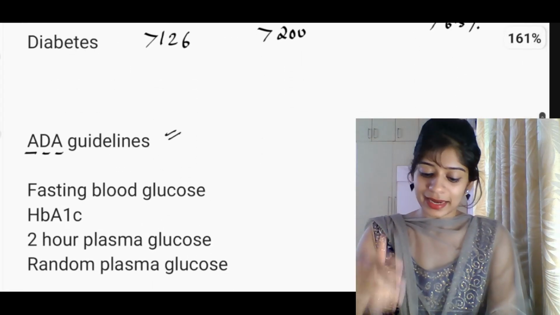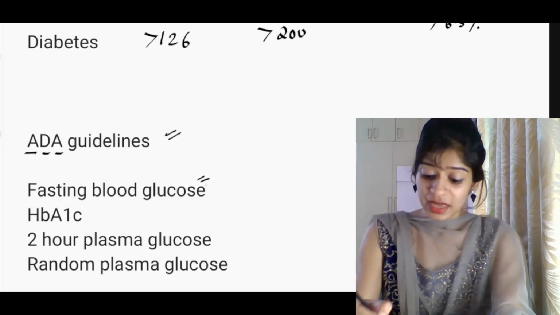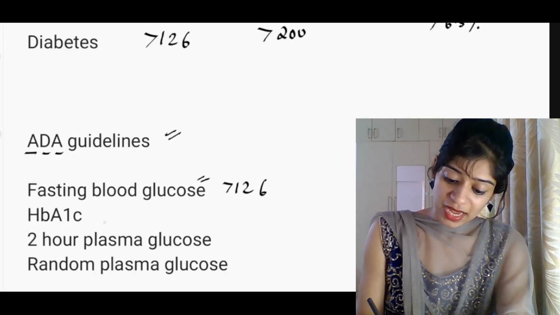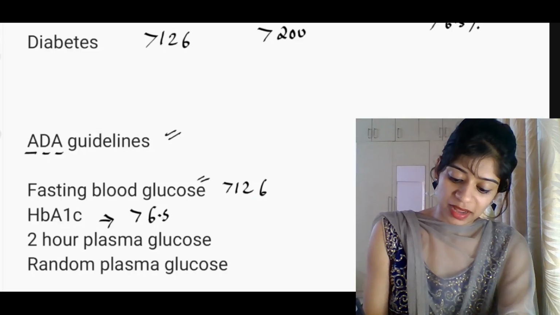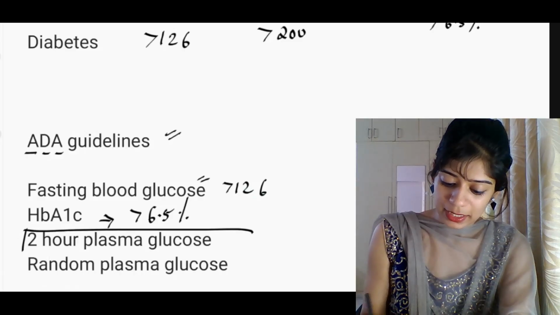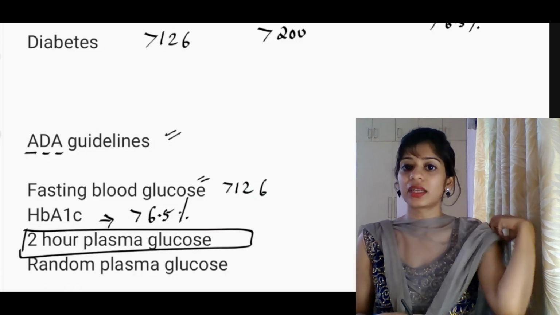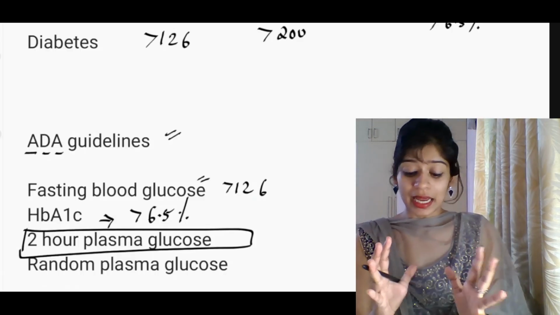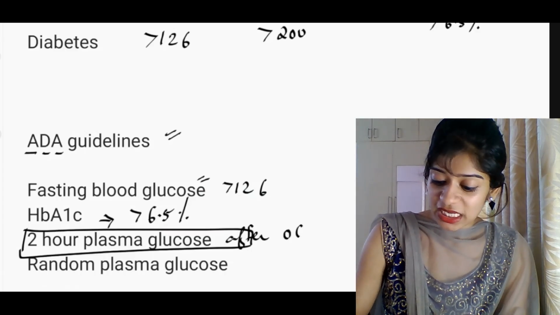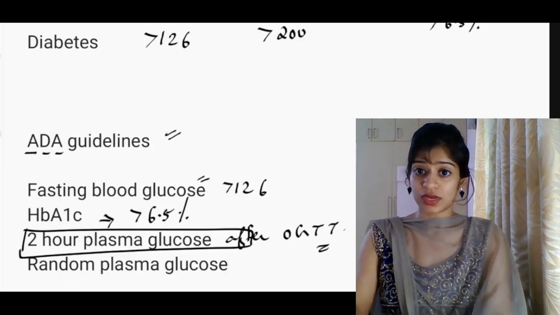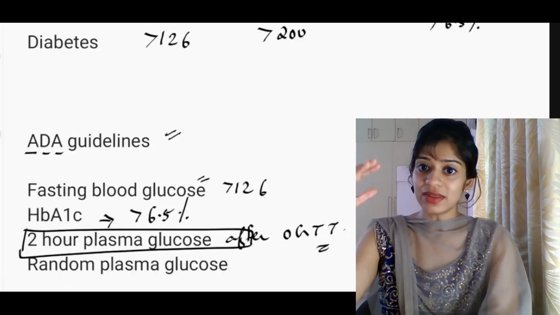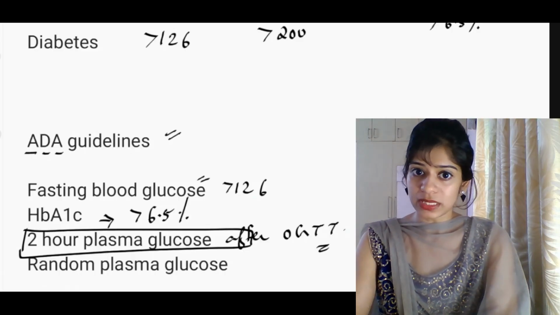Under ADA guidelines, they have got fasting blood glucose level, if it is more than 126, if HbA1c is more than 6.5%, and if 2-hour plasma glucose, see in ADA guidelines, it's actually not postprandial blood sugar that they take into consideration. In ADA, what they check is 2-hour plasma glucose after OGTT. What is OGTT? Oral glucose tolerance test. They give 75 grams of oral glucose and then check how the glucose level has gone up. That is 2-hour plasma glucose level after OGTT.